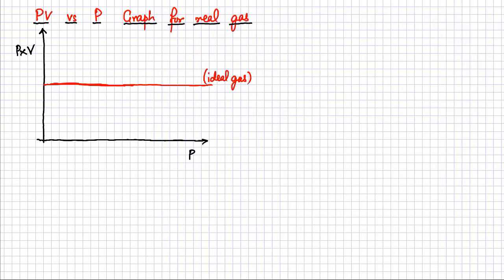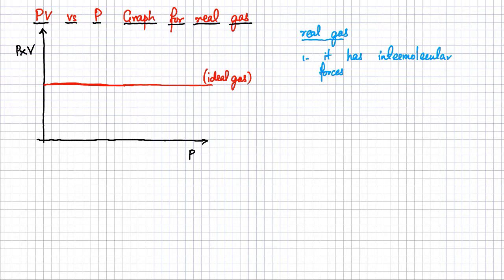Now we'll see how this graph, where PV is a constant for all pressures, is going to deviate for a real gas. The first assumption for an ideal gas was that it has no intermolecular forces, but a real gas has intermolecular forces. So that's the first deviation from our ideal gas behavior. Particles would be attracting each other. Gas particles attract each other, although weakly, but they do attract each other.